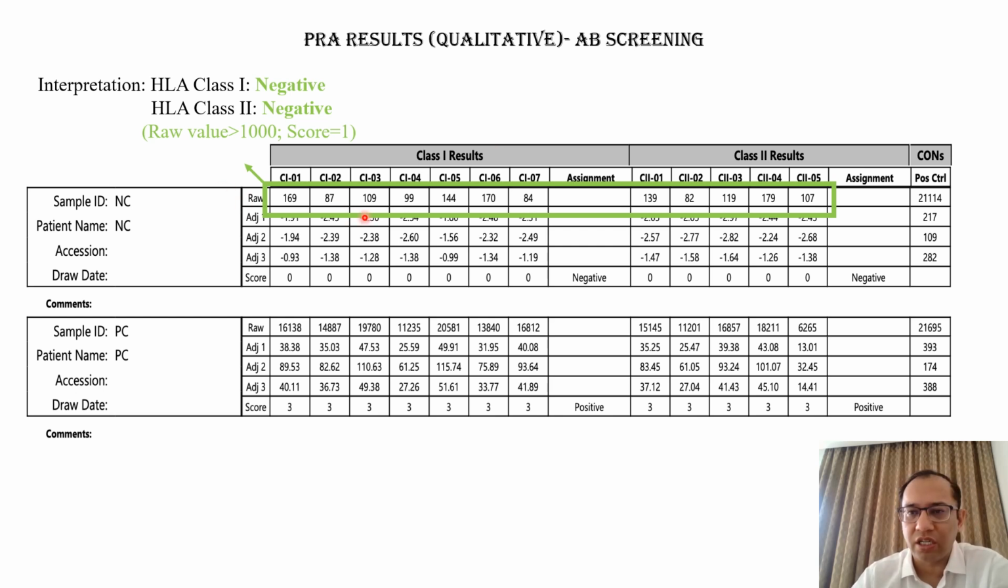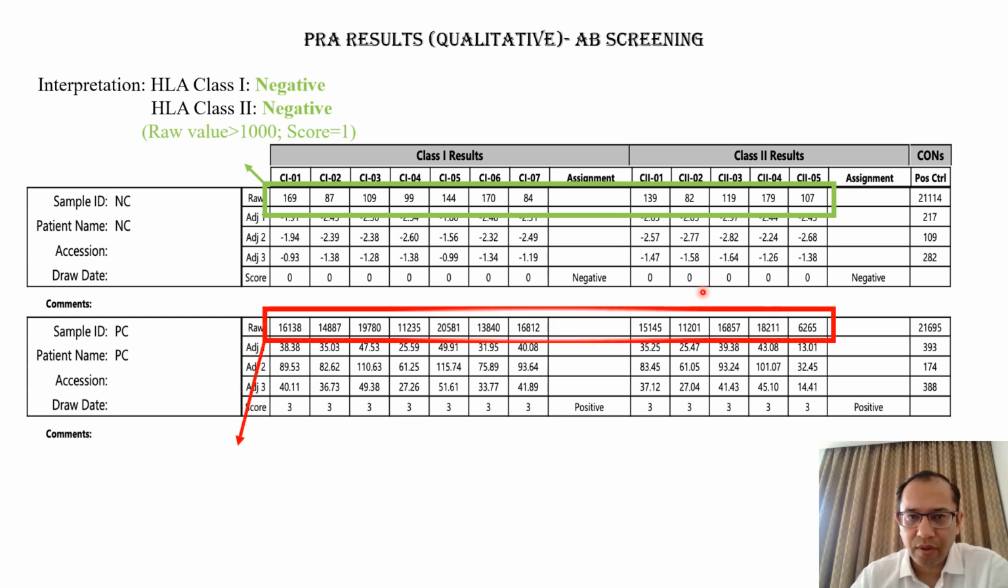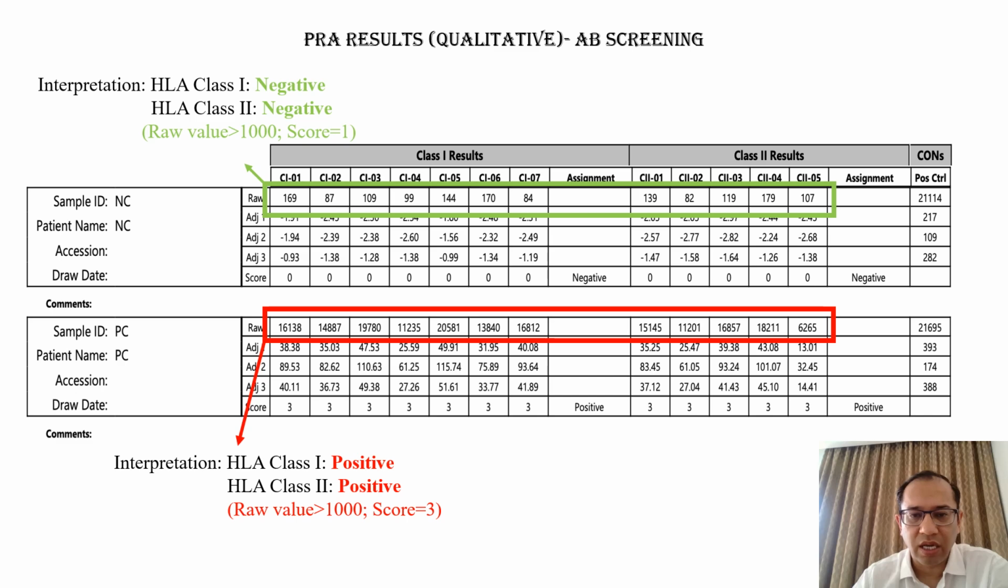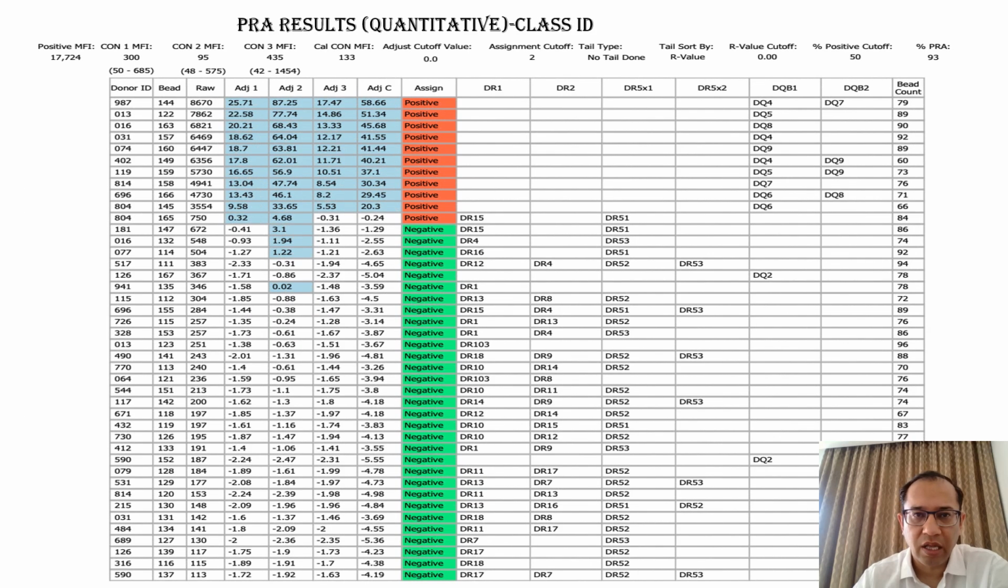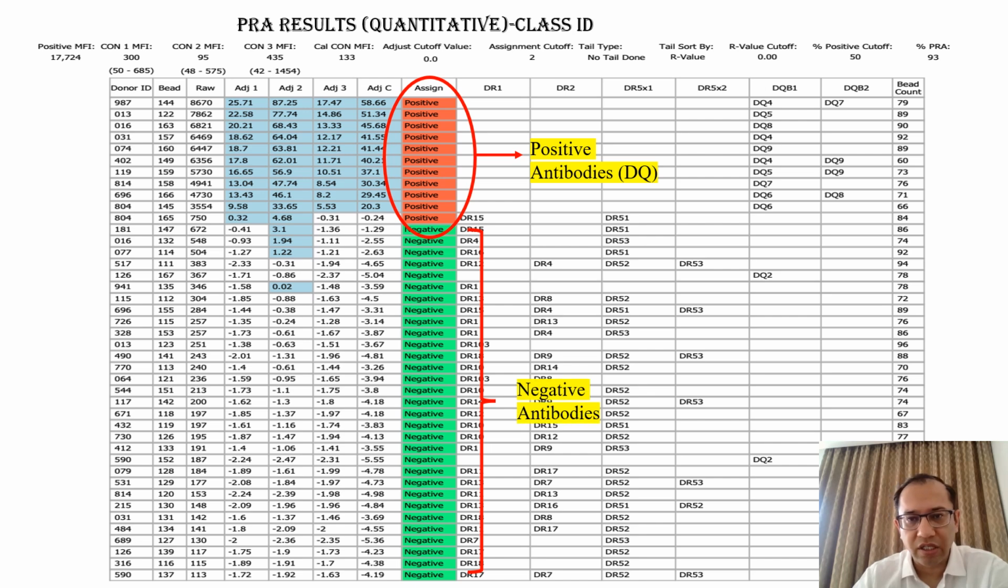If it is less than 1000, it is negative. This is the positive case, in which you can see values of greater than 1000 in all the beads. Even if one bead is positive, it is considered positive. So this is the HLA class 1 and 2 positive result. If you see PRA, it gives a different kind of result. You will get the specificity of all the antibodies that have come up positive. This patient is positive for DQ antibodies and negative for all the other antibodies. And the PRA here is expressed as a percentage, which is 93% here.